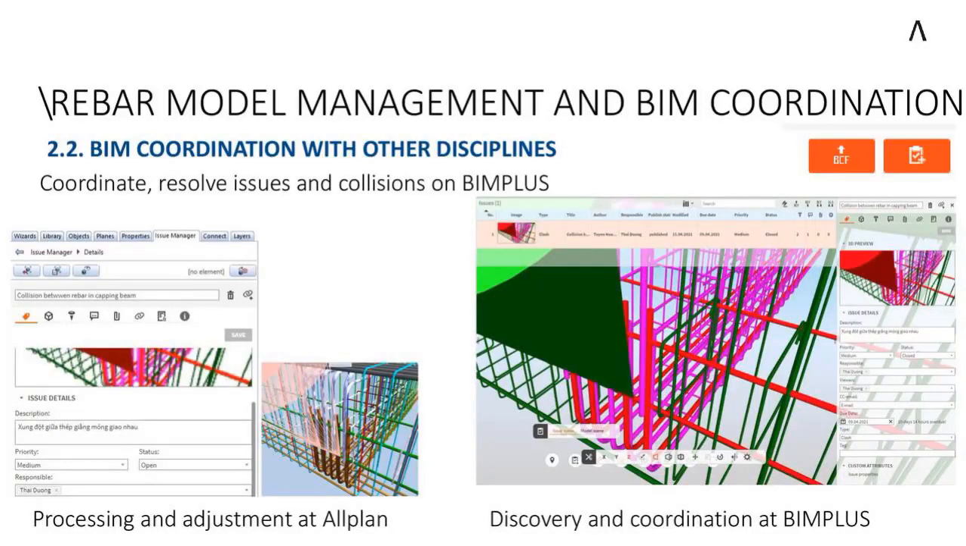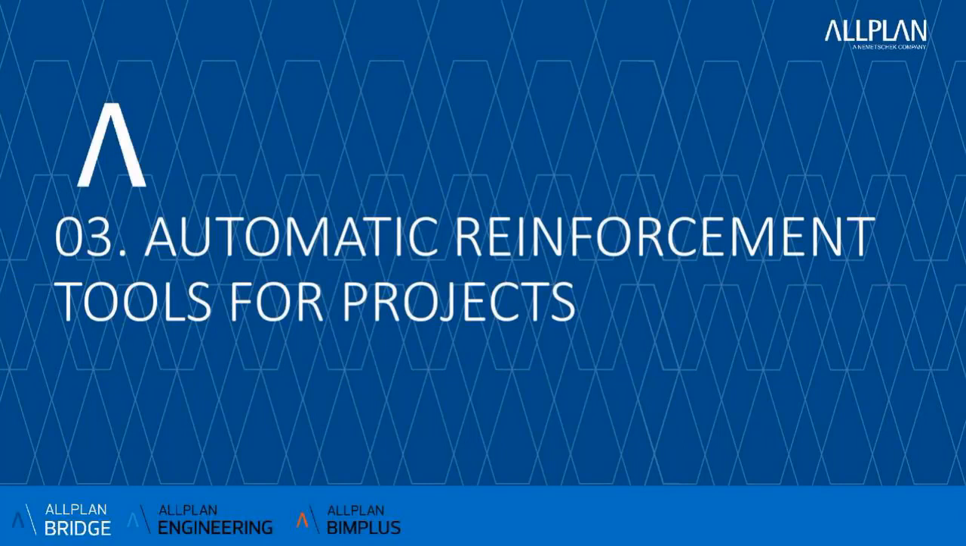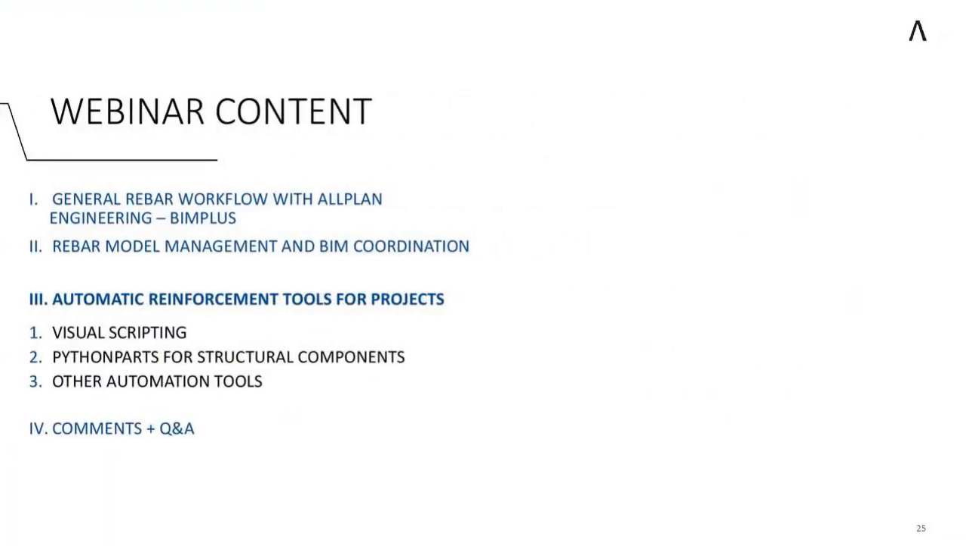Okay. Up to now, I think all of you can understand the workflow for the Rebar model in Allplan and managing BIM coordination in BIMPLUS. Besides this workflow, to get an efficient way to work with Rebar and coordinate with your partner more easily, I will show you some automated reinforcement tools in Allplan that you can apply to your project. They are available as default functions, and you don't have to pay for this. And I will show you some functions about visual scripting, Python parts for structural components, and other automation tools.